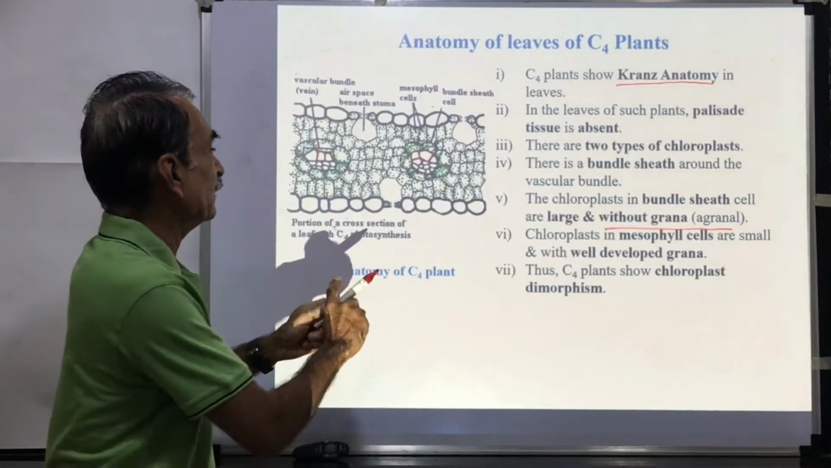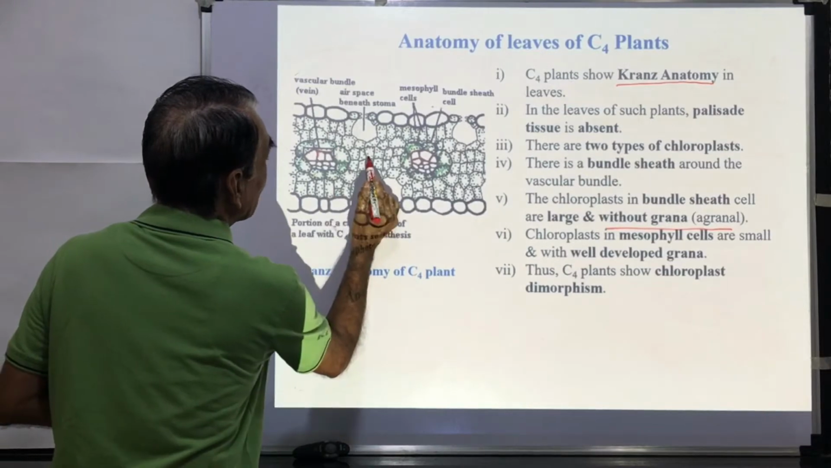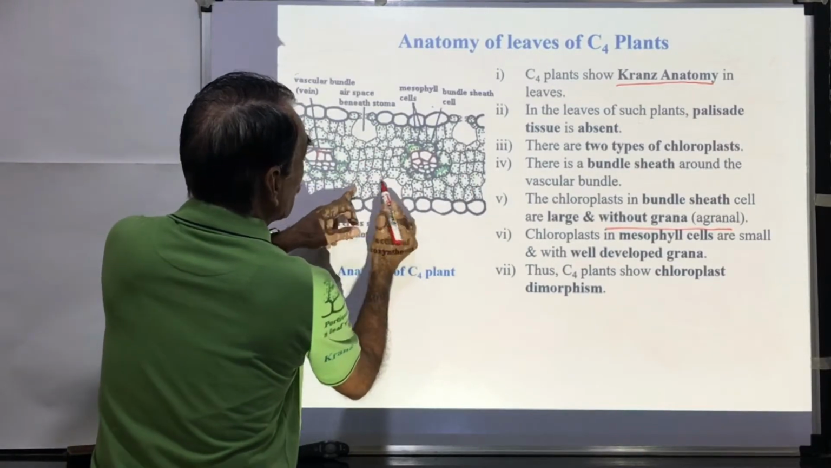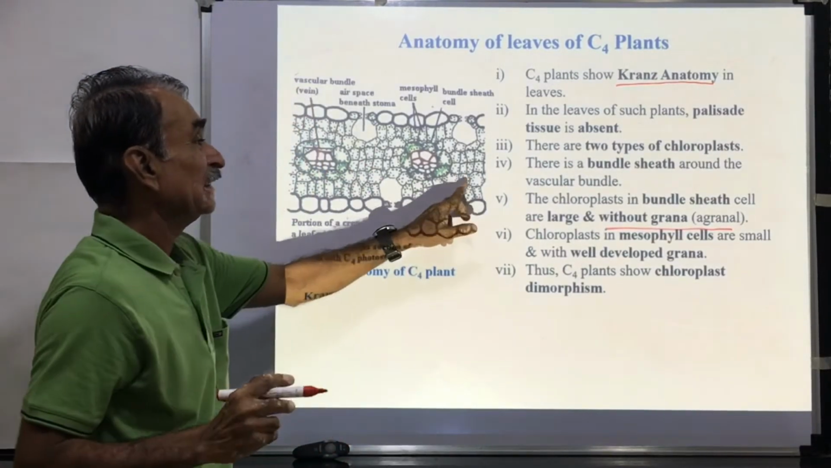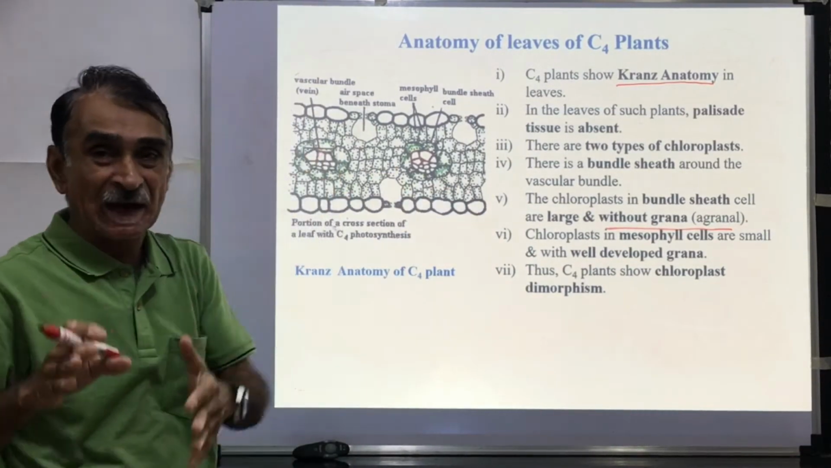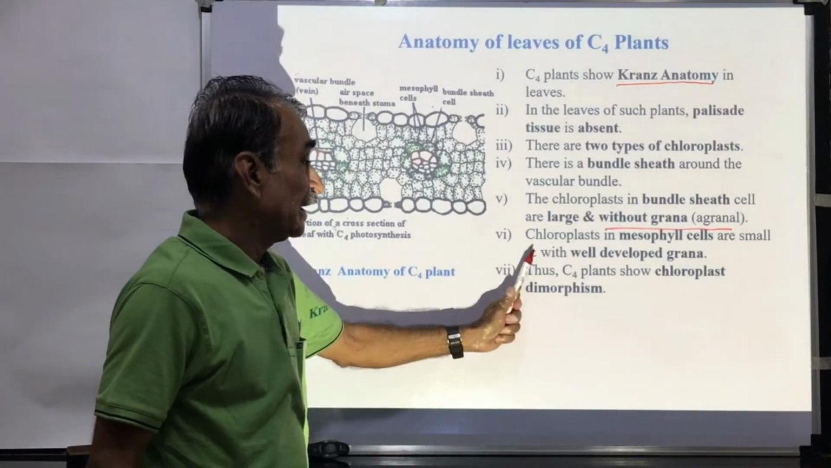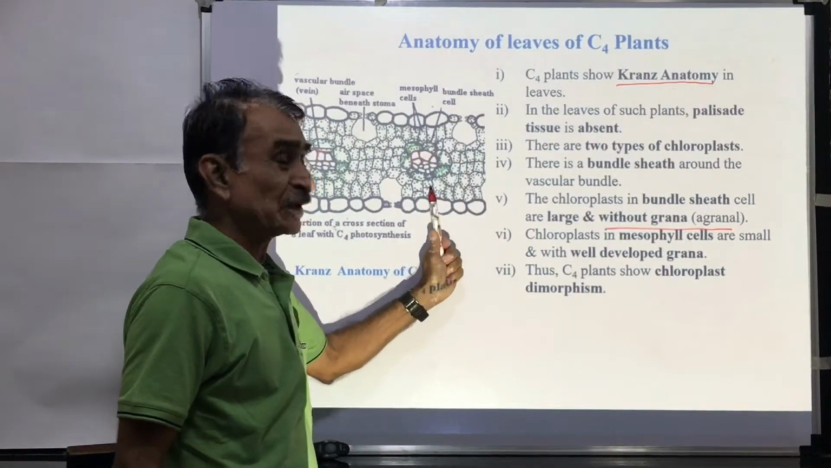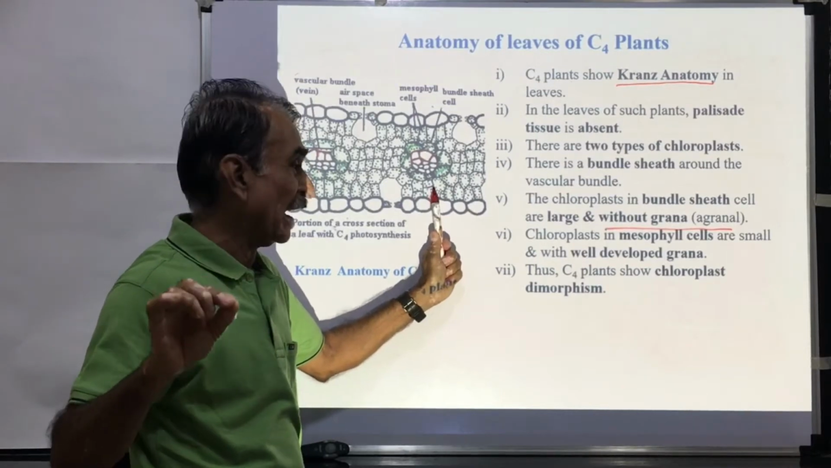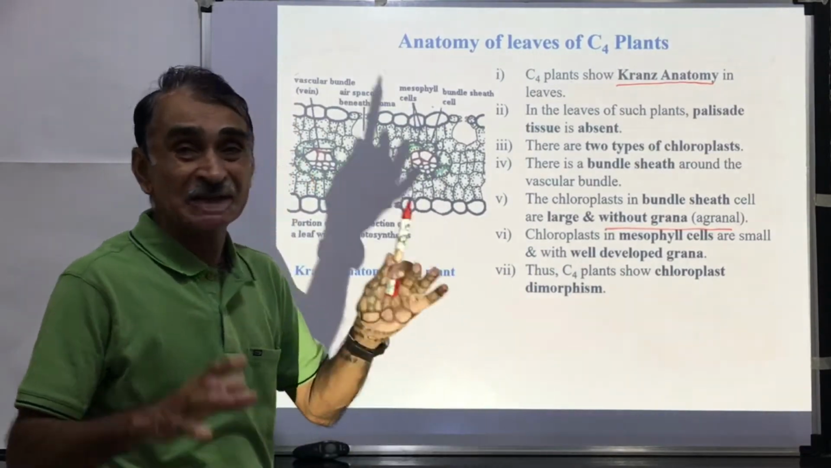Chloroplasts which are present in the mesophyll cells, you can see these are the bundle sheath cells, and here these are the mesophyll cells. The chloroplasts which are present in the mesophyll cells are smaller in size and these are granal. They are containing the grana lamellae, the grana stacks. Thus, C4 plants show chloroplast dimorphism.